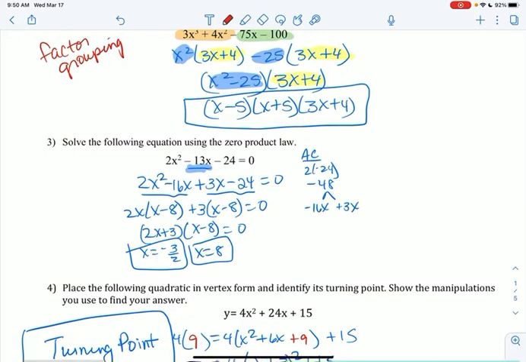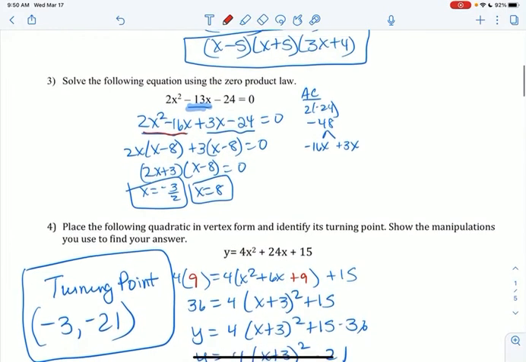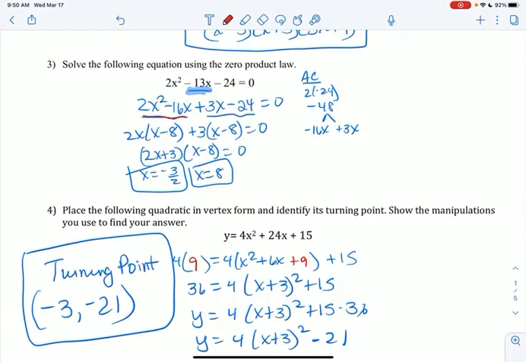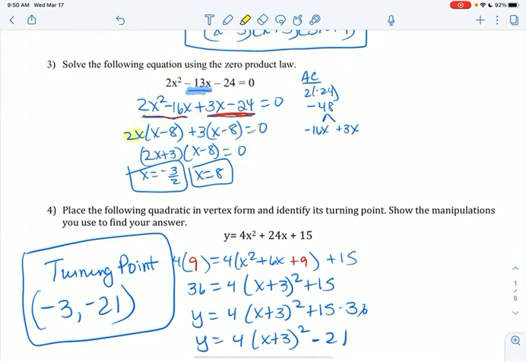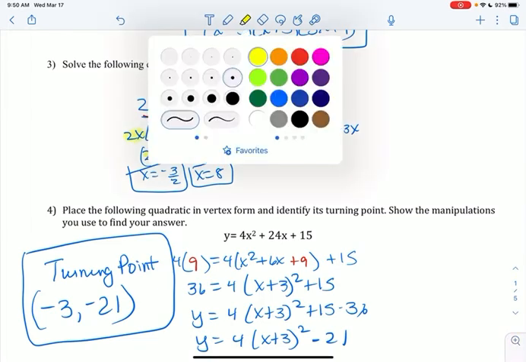And then again, I'm factoring by grouping. So you can see those 2 terms on the left. I factor out a 2x, and I'm left with x minus 8. And the 2 terms on the right, I factor out a 3, and I'm left with x minus 8. So 2x plus 3, the GCFs that I pulled out, become one factor, and the x minus 8 is the other factor.